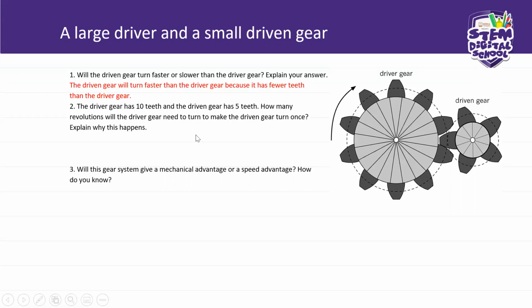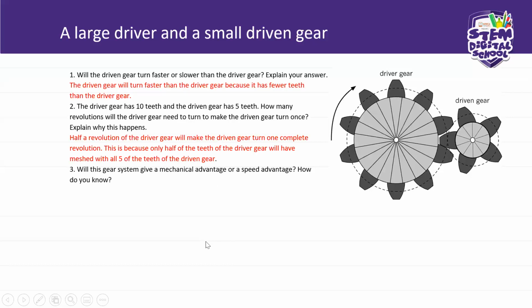The driver gear has 10 teeth and the driven gear has 5 teeth. How many revolutions will the driver gear need to turn to make the driven gear turn once? Half. Very good. You understand now. Half. 1:2. Half a revolution. Okay.